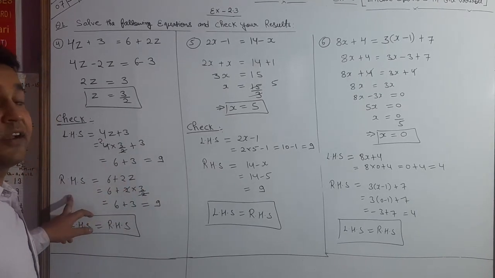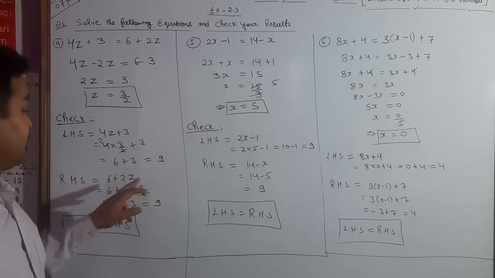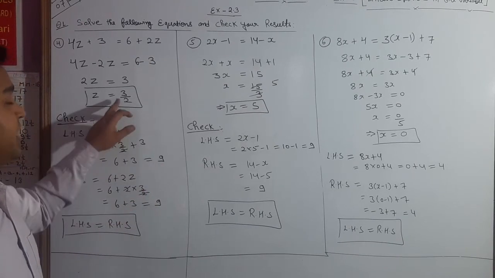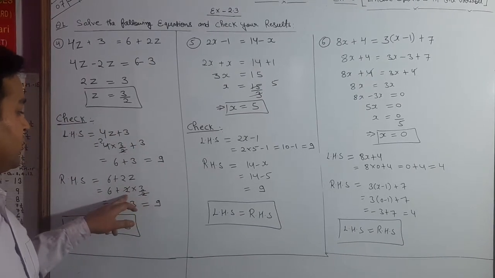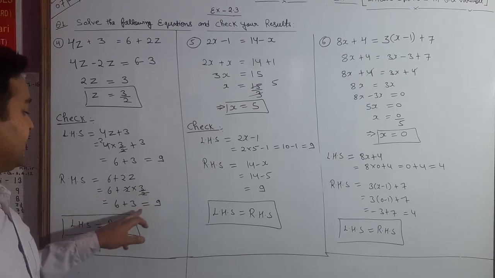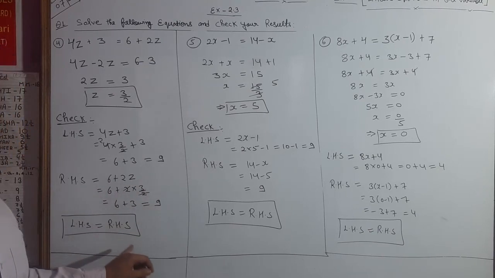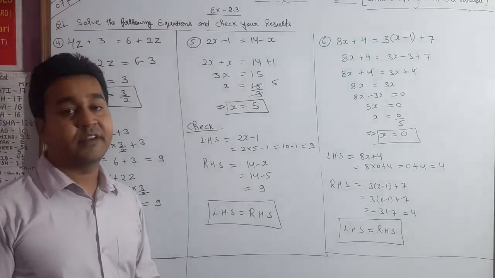Now right hand side 6 plus 2z, then 6 plus 2 into what is the value of z here? 3 by 2, put 3 by 2 here, 2 and 2 are cancelled, then 6 plus 3 is equal to 9. Left hand side is equal to right hand side, it means that your answer is right.